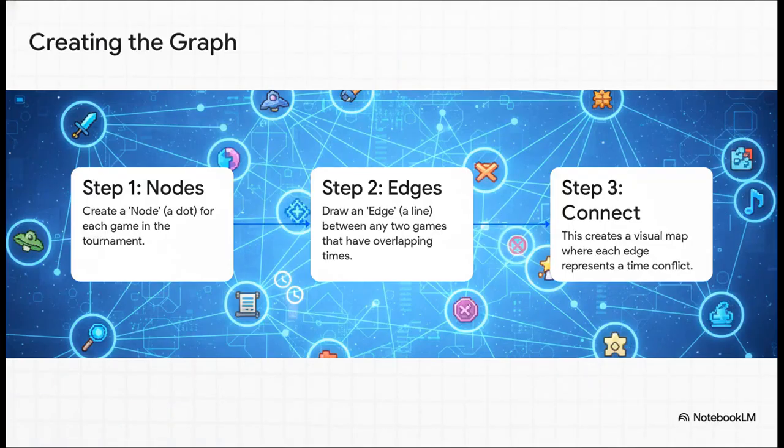So here's what we do. We translate. Each game becomes a node, a dot. Then for every single time clash we saw on that messy table, we draw an edge. And that line, that edge, means something super specific. These two games absolutely cannot run on the same computer at the same time. And just like that, our scheduling nightmare becomes a simple visual map of all the conflicts.